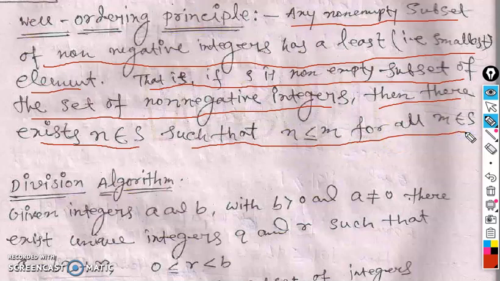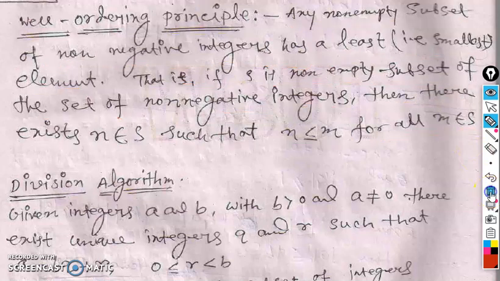Here the well ordering principle is mentioned clearly. Now we explain what it says. Any non-empty subset: what is the meaning of non-empty subset? Non-empty subset means there must exist at least one element, at least one element must be inside that set, of the non-negative integer set.